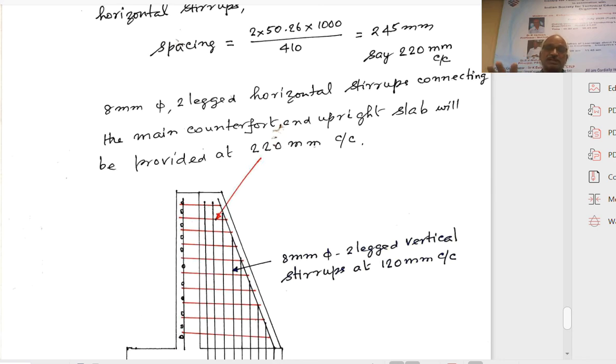Present Anna University students will have only any one component. They may ask: design the base slab, design the toe slab, design the main counterfort and draw the reinforcement details, design the vertical wall and show the reinforcement details, proportion the wall and do the stability analysis. So everything will not be asked.